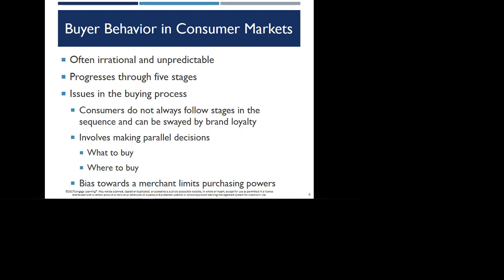Okay, consumer markets. Consumers go through the consumer decision buying process. It's very irrational. We talk a lot about the rationality of consumers, but in reality, consumers are not really rational at all. So it makes marketing quite challenging.